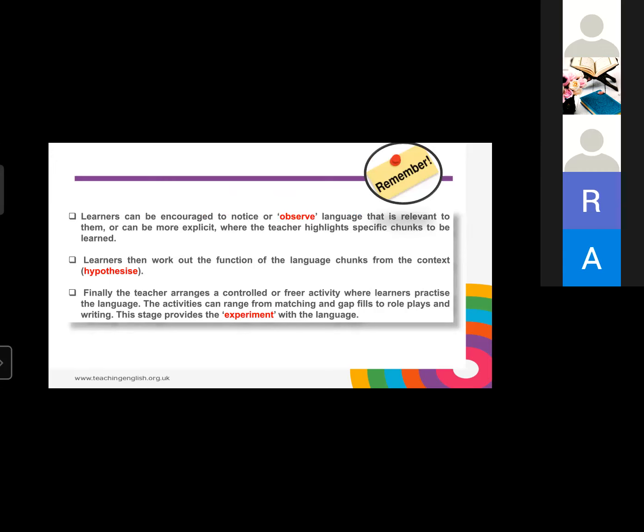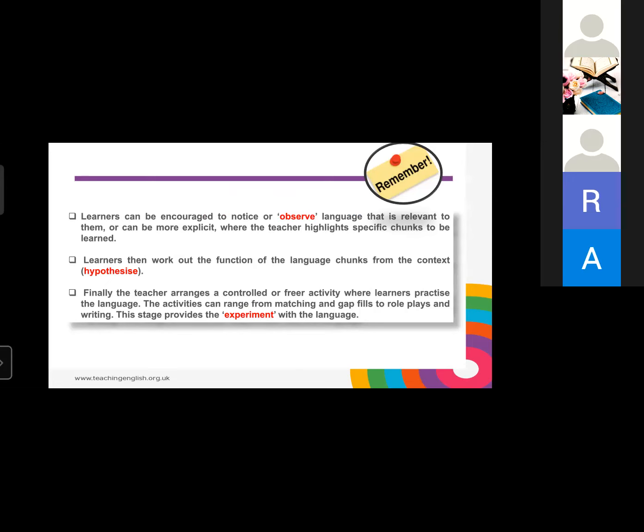In the second stage, learners then work out the function of the language chunks from the context, so they hypothesize. Finally, the teacher arranges a controlled or freer activity where learners practice the language. The activities can range from matching and gap fills to role plays and writing. This stage provides the experiments with the language.